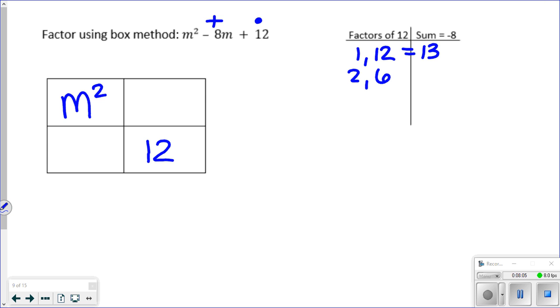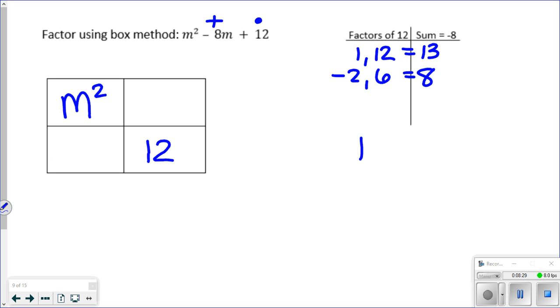If I add 1 and 12, I get 13. If I add 2 and 6, I get a positive 8. So what do I need to do? If I change this to a negative 2 plus 6, I get 4. That doesn't work. If I have a positive 2 and a negative 6, I get negative 4. Plus, when I multiply those, I get a negative 12, so that doesn't work.